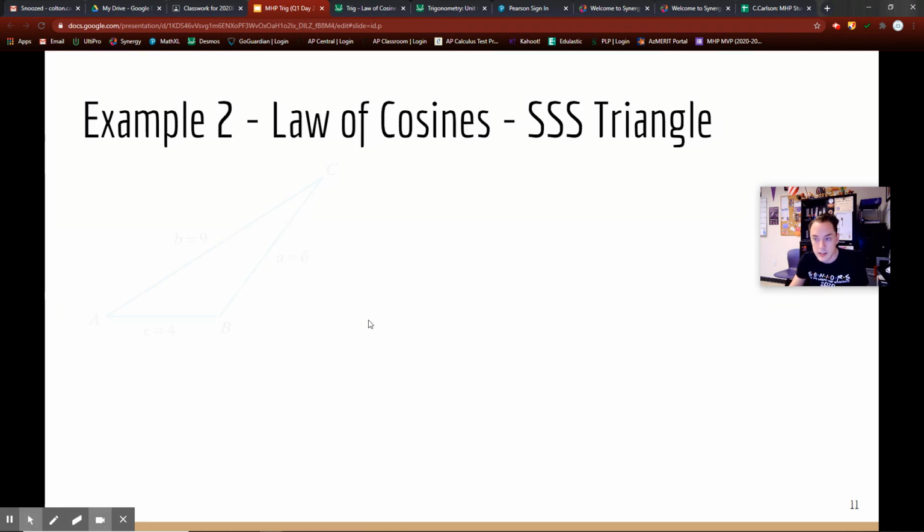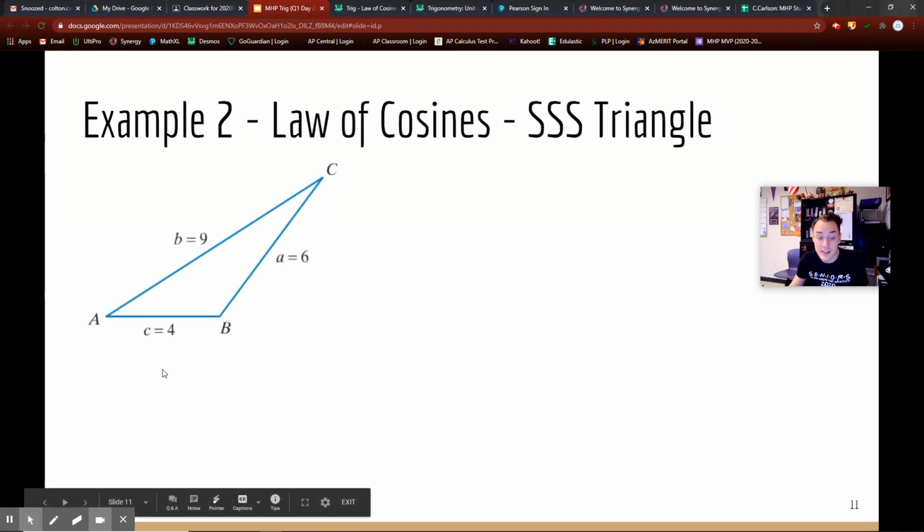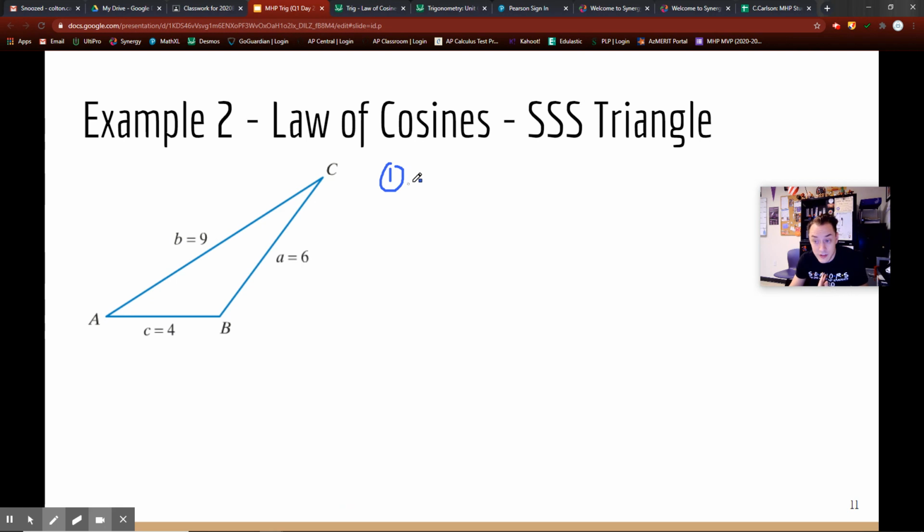Okay, let's go through this example. I'm given side, side, side. So how do I solve this? Well, I'm going to first show you my first step. I'm going to just solve for b. Does it matter? No. So I'm going to just solve for b.